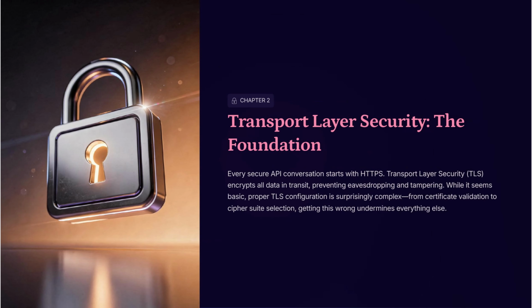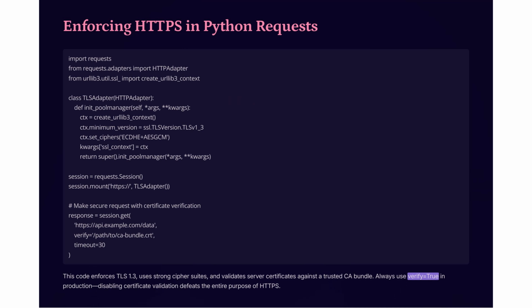Transport Layer Security, TLS, is crucial for secure API communication, encrypting data to prevent eavesdropping and tampering. Proper TLS configuration involves certificate validation and selecting strong cipher suites. Misconfigurations can compromise security, making it essential to enforce TLS 1.3 and validate server certificates against Trusted Certificate Authority bundles. In Python, enforcing HTTPS with the requests library involves creating a custom TLS adapter.